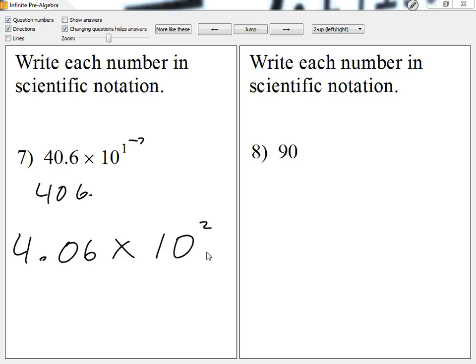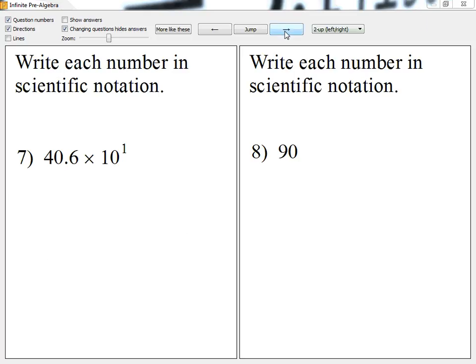I know the beginning, 40.6 times 10 to the 1, almost looks like scientific notation, and I'm saying almost because the number at the very beginning, 40.6, is not between 1 and 10. That's why it's not scientific notation. I had to fix it. And so I said it almost looks like scientific, but it's not quite there. On your quiz, you guys will have 5 of these. Right? From questions 1 through 10, you guys will have 5 of them.